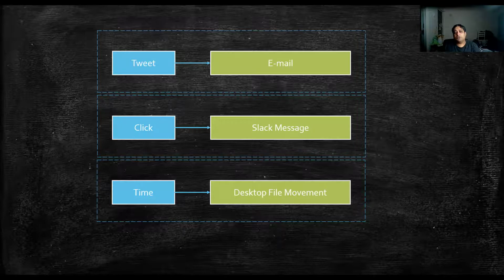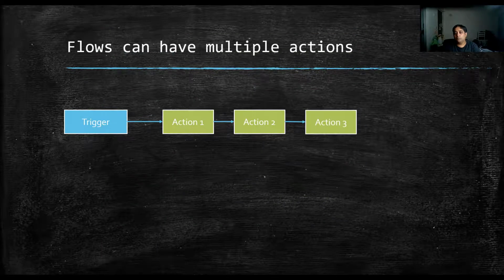Now, flows can also be based on time. Let's say you have a task that you run every morning at 9 a.m., like moving a file from location A to location B. The trigger here is not an automated event like a tweet or a click of a button. It's time based, so it's based on 9 a.m. every morning or whatever time you specify. And the action is, let's say, desktop file movement from location A to B.